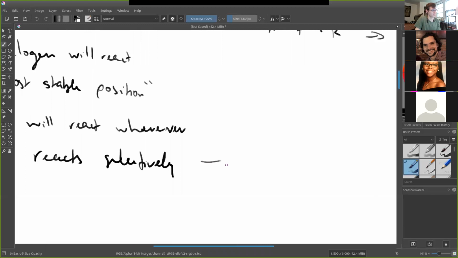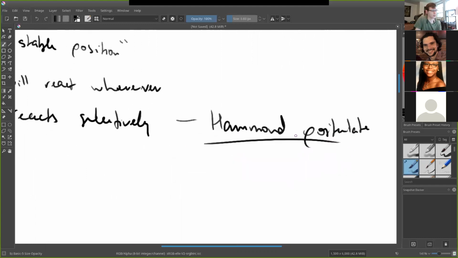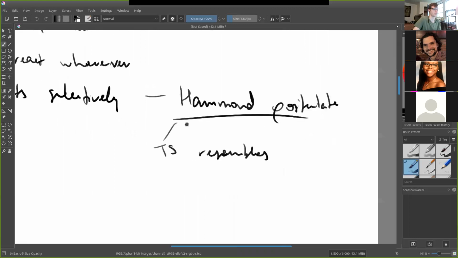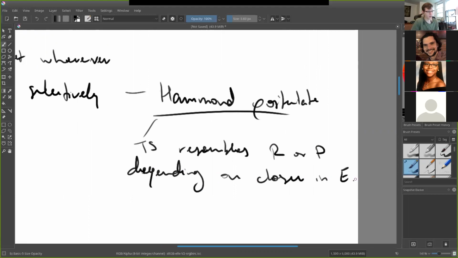Okay. And this gets at something which is quite important, a term that you should definitely know about and be familiar with. This gets at the Hammond postulate. Okay, which is this idea that the transition state resembles either the reactant or the product, depending on whichever is closer in energy. Okay. So whichever one is closer in energy, it's going to stick with that one.